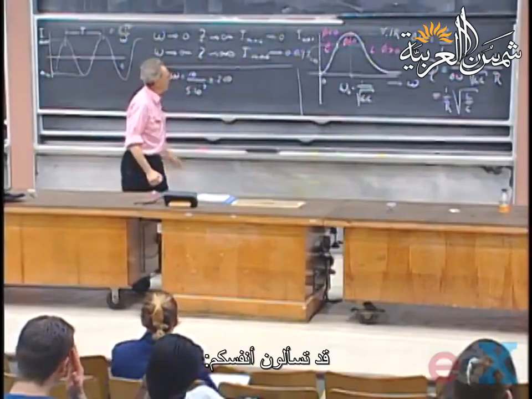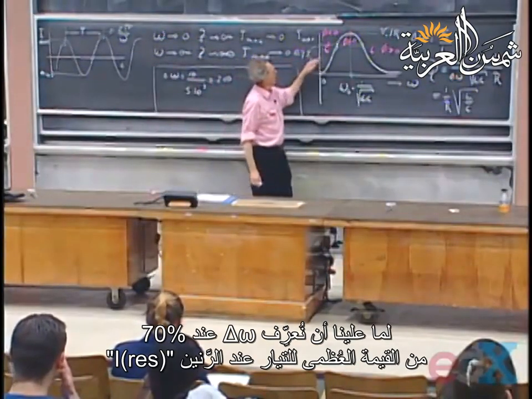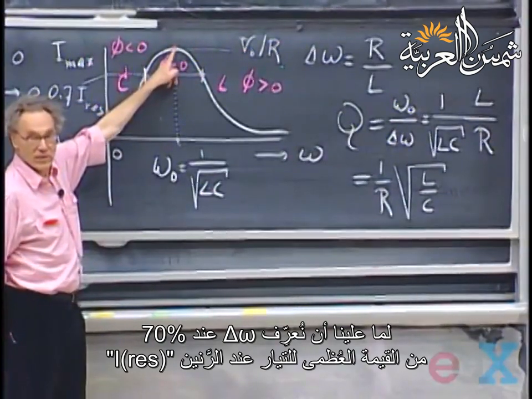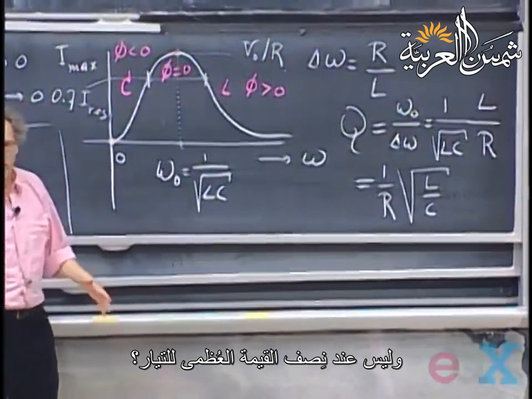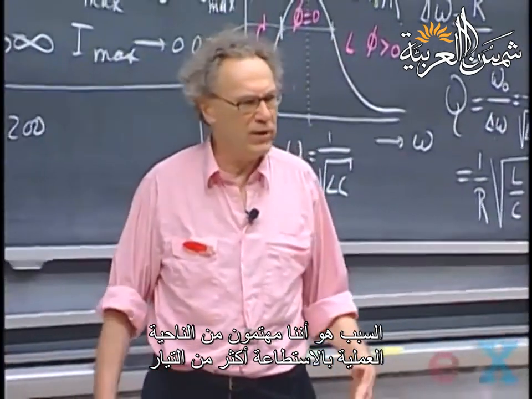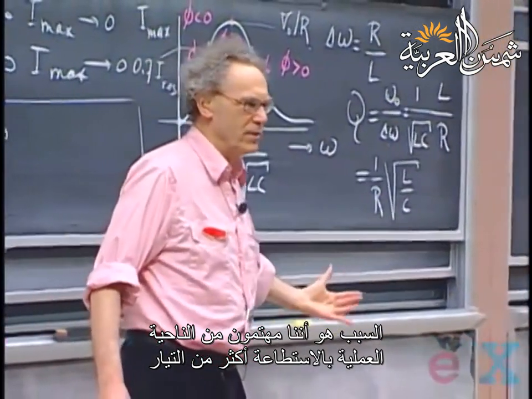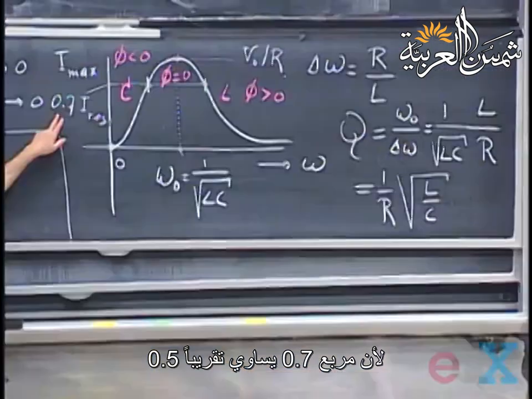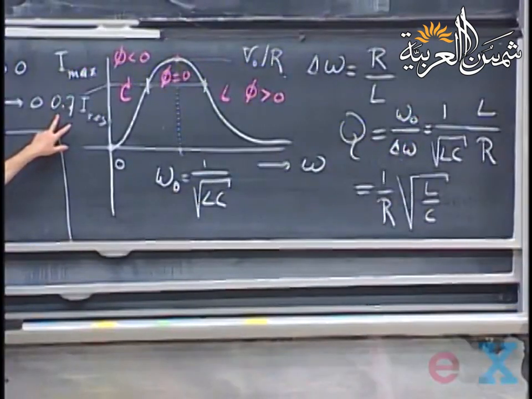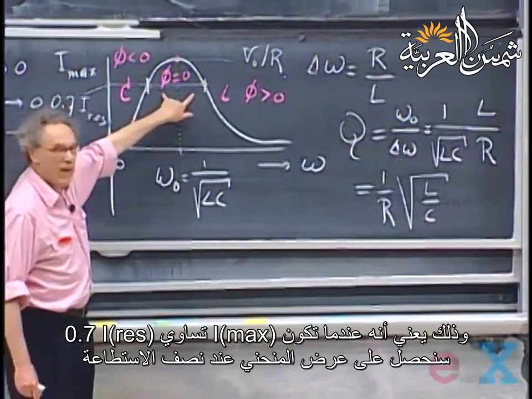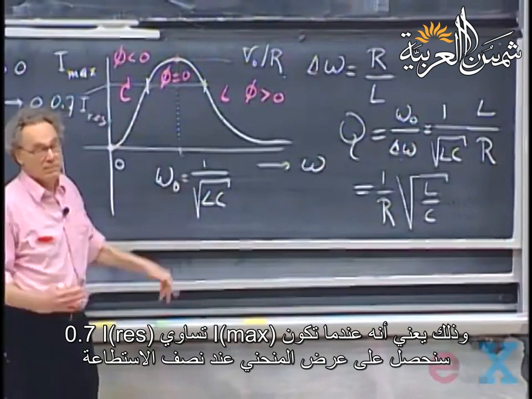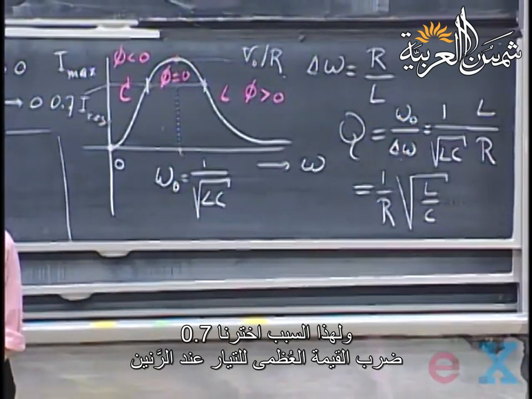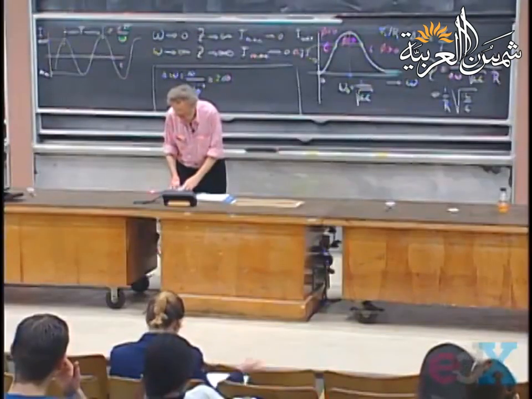You may ask yourself the question, why do we define delta omega at 70% of the maximum current at resonance? Why not at half? There's a good reason for that, because in practice, we are more interested in power than in currents. And power is proportional to I squared. And so when you square this, you get 0.5. And 0.5 means that this is really the width at half power. And so that's the reason why we chose the 0.7 times the maximum current at resonance. It's really the half power width.